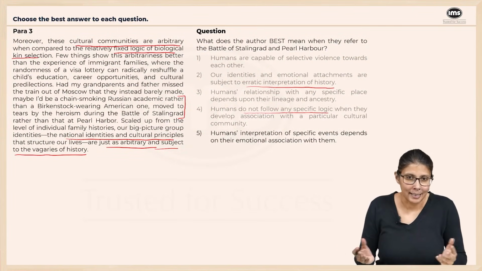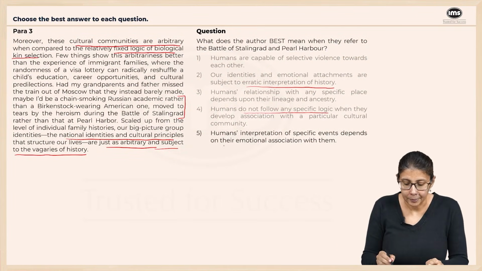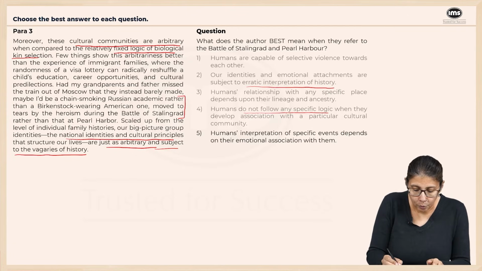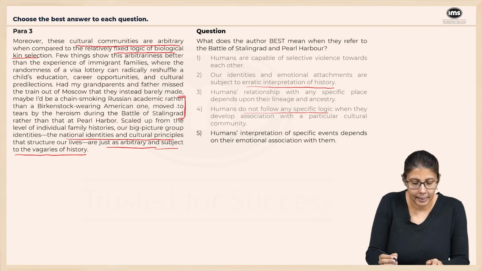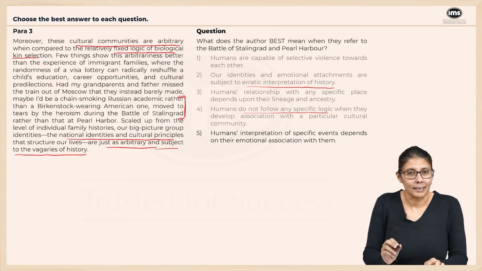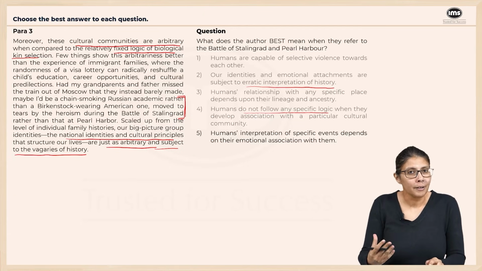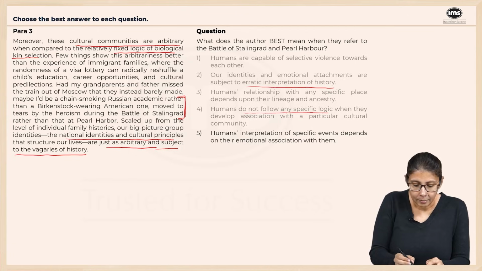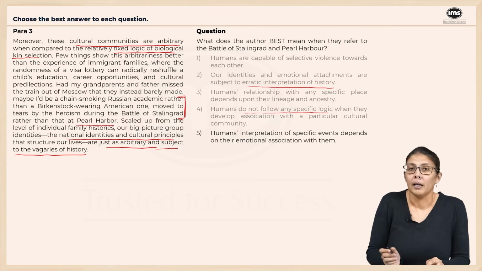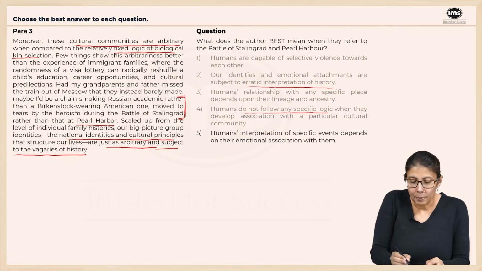So we can say this is the answer, but you have to also understand that we are talking about emotional identification when we are referring to these specific lines. What this means is that if the author identifies as an American, then they are likely to be moved by the events at Pearl Harbor. If the author identified more as a Russian, then they might be moved to tears during the Battle of Stalingrad.